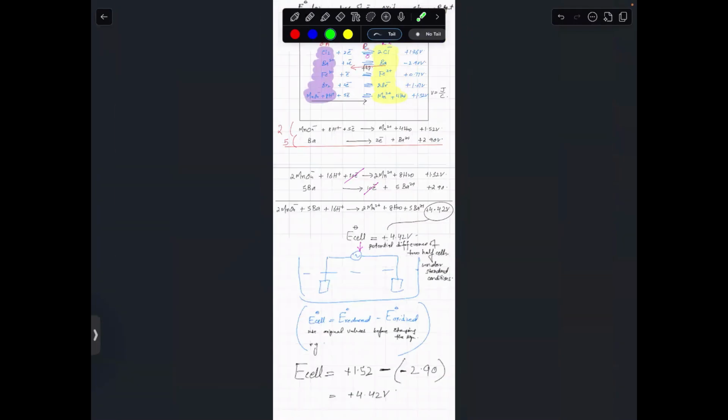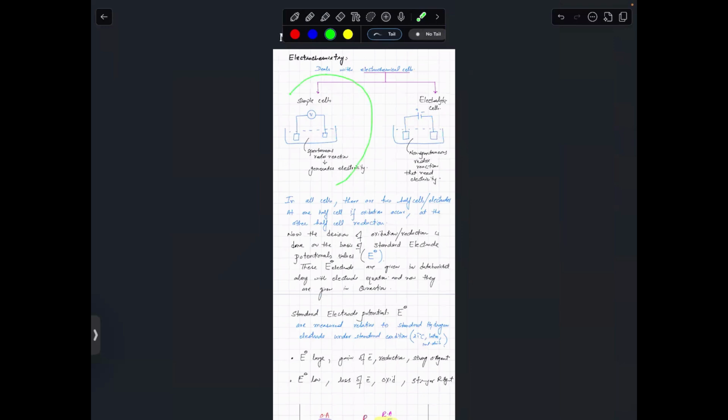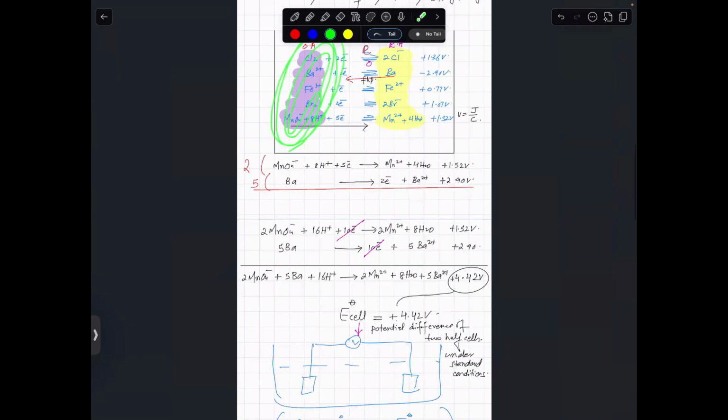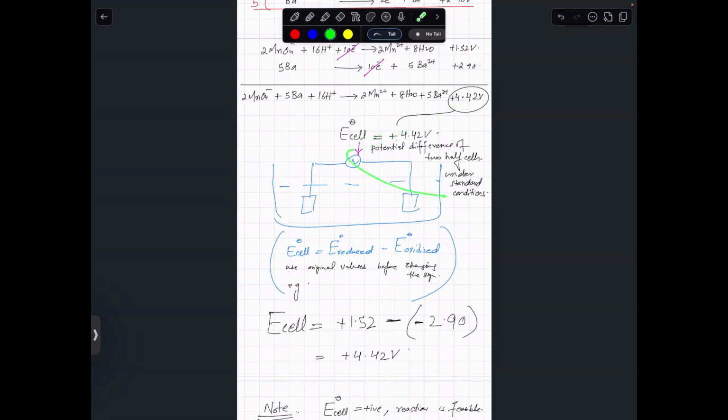So what is your conclusion? When there is a cell, there will be two half cells, two electrodes, at one oxidation and at the other reduction. The oxidation and reduction are decided by the electrode potential values. The one with the larger will gain, the one with the lower will lose. The one with the larger that is gaining is going in the forward direction. The one with the lower is going in the backward direction. You will flip it, change the sign and take the sum to calculate the E cell. E cell positive means the reaction is spontaneous.